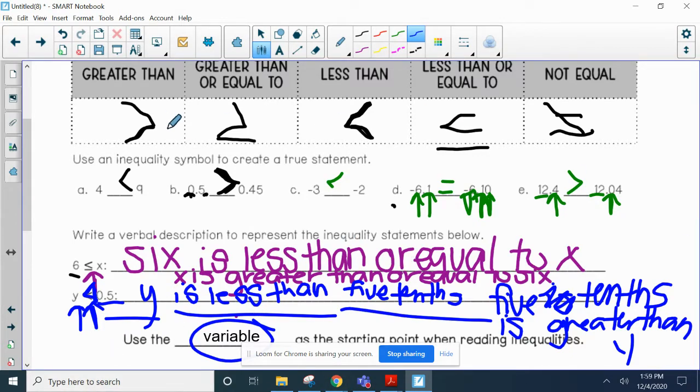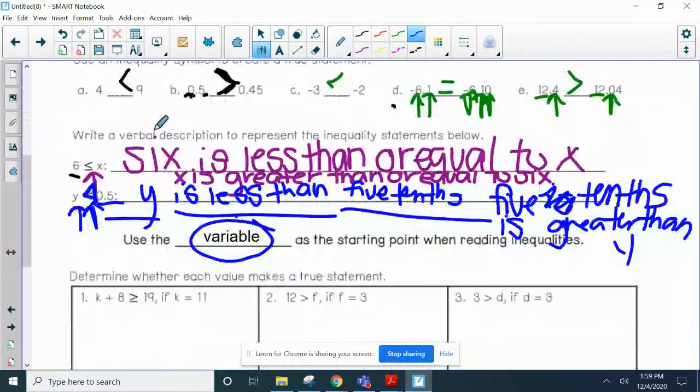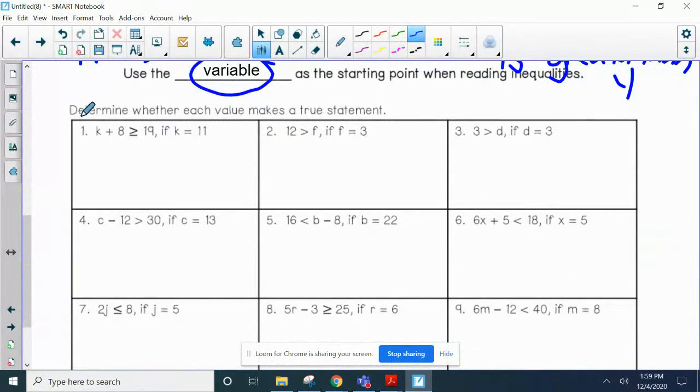So all this up here really should have been reviewed. Let's look at some other stuff. I believe we learned this last year. We're going to substitute that value in for our variable. Before we were just substituting it in to figure out what we'd get. Now we're going to substitute in and see if we get a true statement.